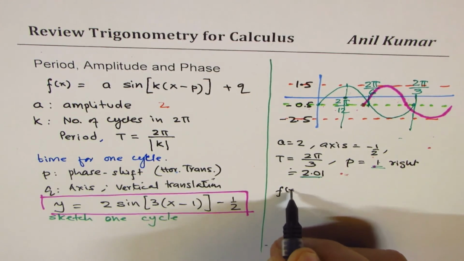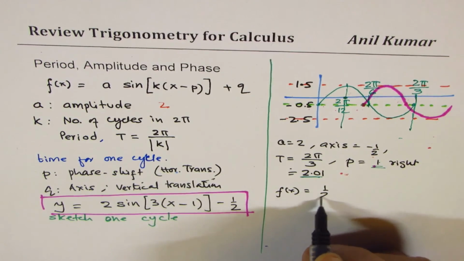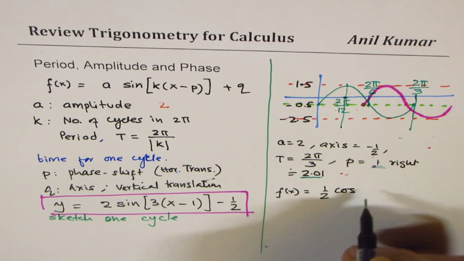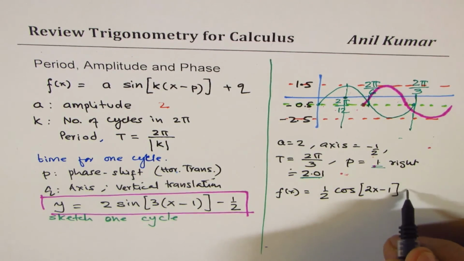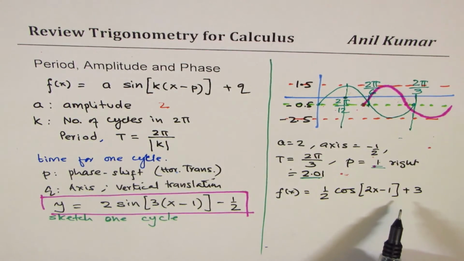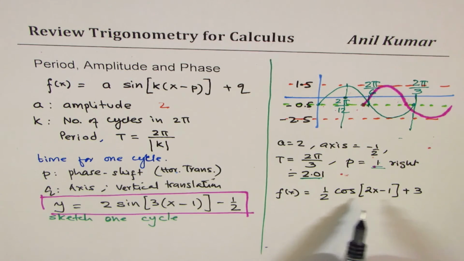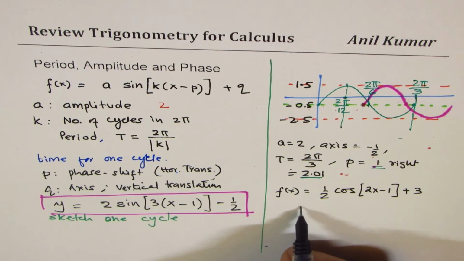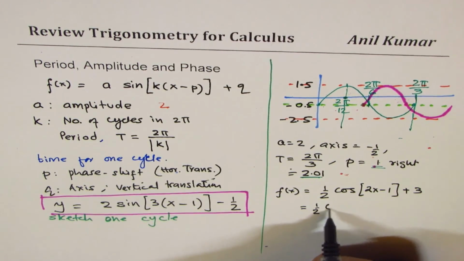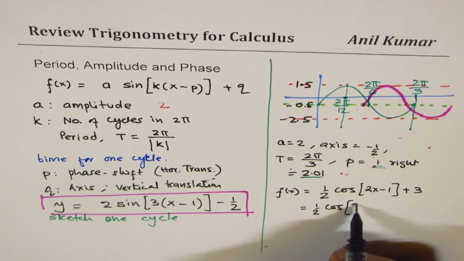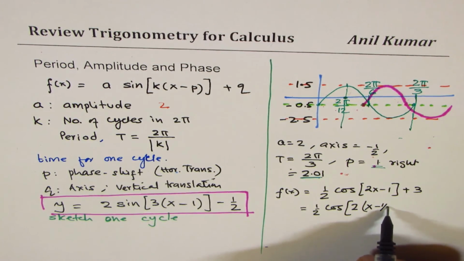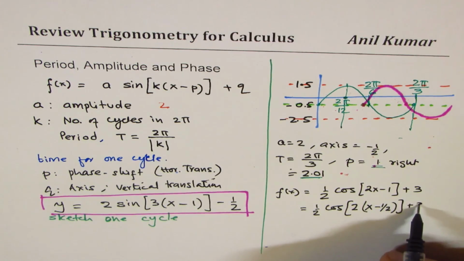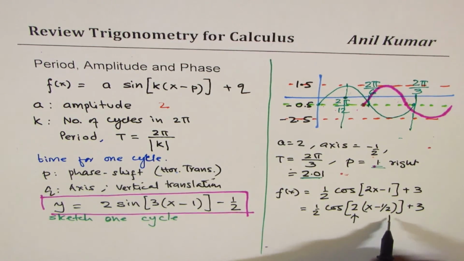Let me call this function f of x equals half cos, let's say, 2x minus 1 plus 3. Now for this particular function, I'd like you to sketch the function and write down all these things, right? Before you do that, let me remind you, you should actually write this function as cos, factor out 2, don't forget that, and you get x minus half here, right? And then sketch, otherwise you could make a mistake here.